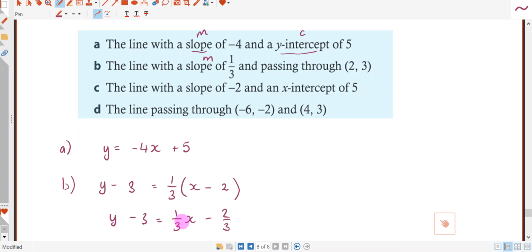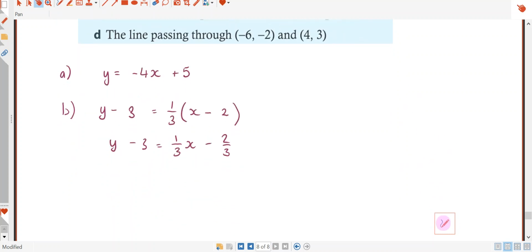So that's the expansion. And then I need to test my ability to add with fractions. If we add 3 to both sides, we get y equals 1/3 x, or minus 2/3 plus 3.